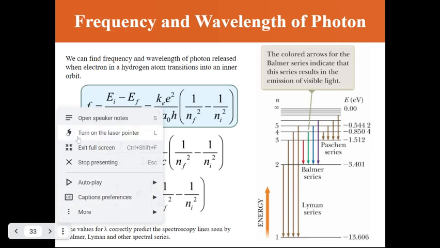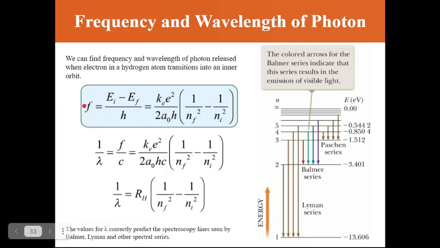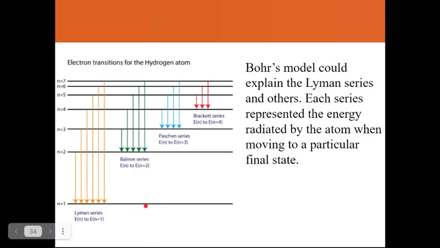The formula at the top is written in terms of the frequency of the photon emitted, but then it can be rewritten in terms of the wavelength. Note this is the Rydberg constant shown in section 42.1. So this is the same formula used to describe the wavelengths of the Balmer and other series, and this is just a more general formula.